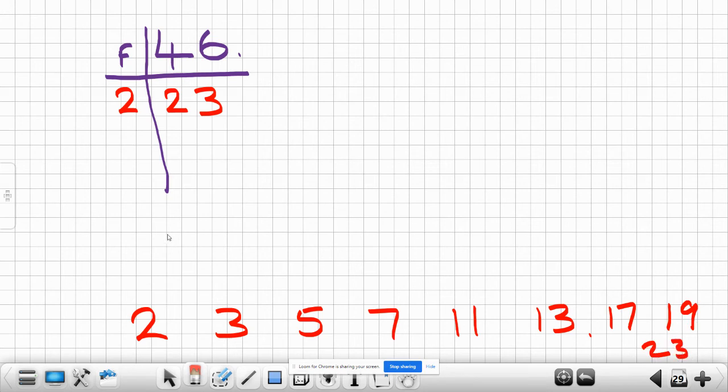23 is actually a prime number, so immediately we are done. We take out a prime factor of 23, and that's 1. So 46 as a product of its prime factors would be written as such, 2 times 23.